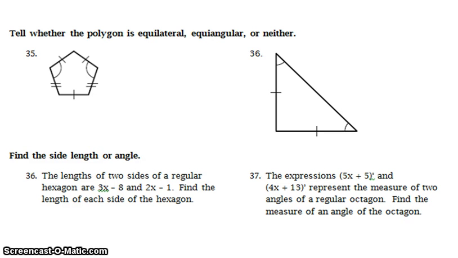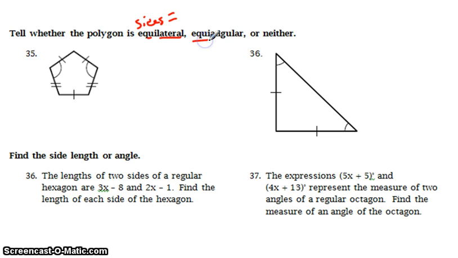All right, starting with number 35 on the Chapter 1 test review sheet. Problems 35 and 36, the directions for them say, tell whether the polygon is equilateral, equiangular, or neither. Well, remember, if a polygon is equilateral, equal means equal, lateral means sides. That means that the sides are all equal.